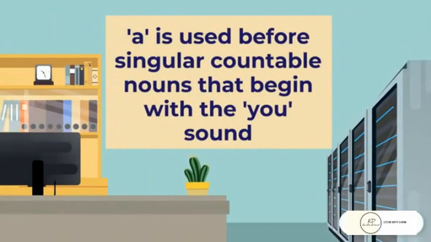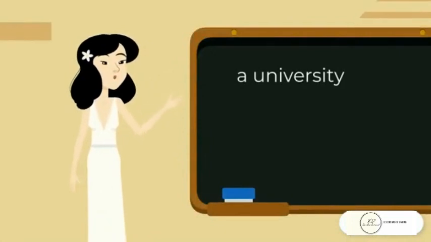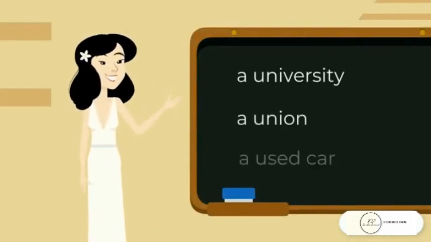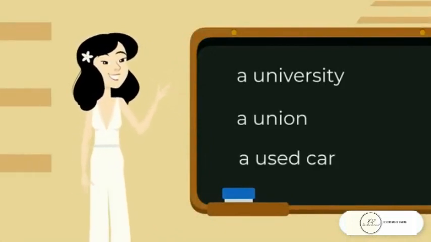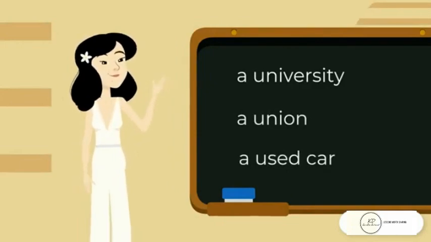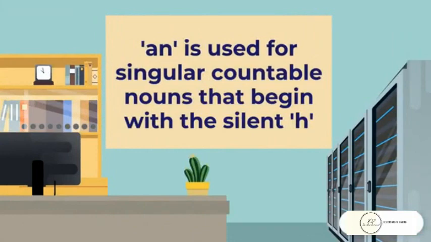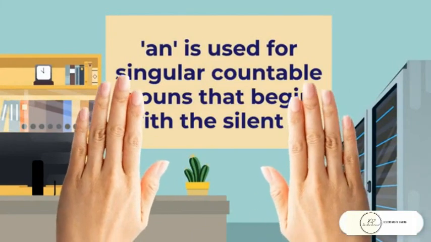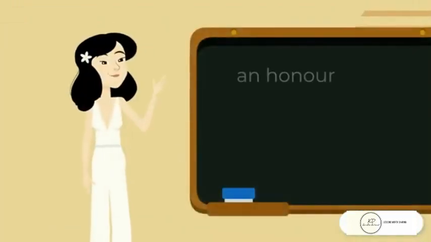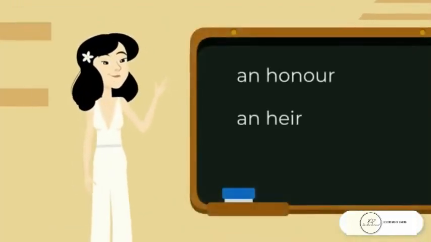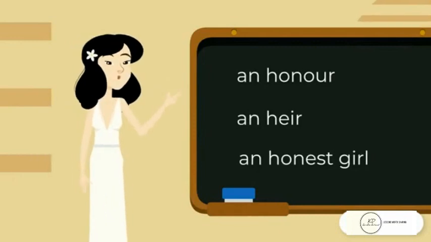A is used before singular countable nouns that begin with the U sound. For example, a university, a union, a used car. An is used for singular countable nouns that begin with a silent H. For example, an honor, an ear, an honest girl.